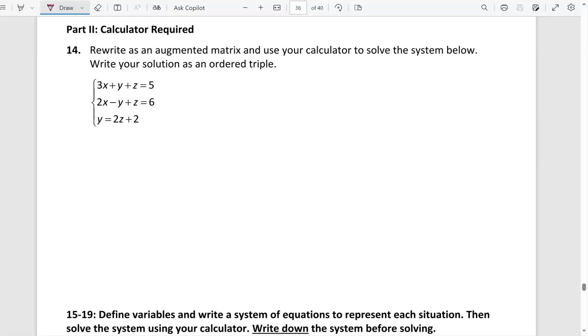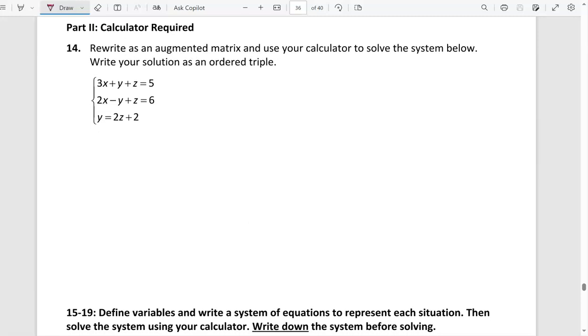This is a video walkthrough of the Unit 3 review, Part 2, which is the calculator portion. In 14, we're asked to write a system of equations as an augmented matrix. Before doing so, we have to make sure that all of our equations are in standard form.